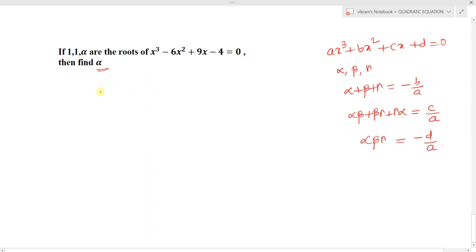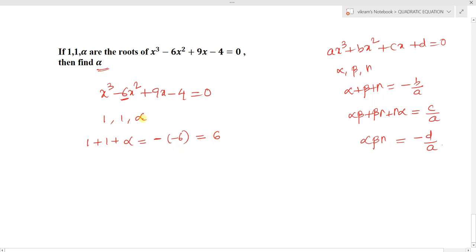And here he has given x cube minus 6x square plus 9x minus 4 equals 0. But the roots he has given as 1, 1, alpha. So now the sum of the roots, 1 plus 1 plus alpha, equals minus of b by a. So what is b? If we compare, b is minus 6 and a is 1, we obtain this as 6.